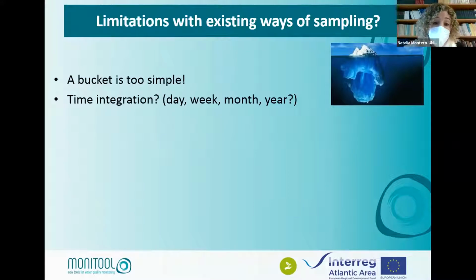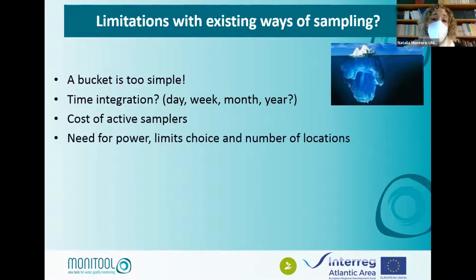However, this approach has different disadvantages. For example, when you go there and you get a bucket, the information you are getting is very simple because it only represents contaminant concentrations at the exact sampling time. So you are not integrating the different fluctuations of that contaminant in the water volume. And of course, you don't know what happened 5 minutes before the sampling or afterwards. This could be avoided using autosamplers, as we observed in the past slide, but this is very expensive. And also these instruments need energy. So this limits the number of stations and also the locations.